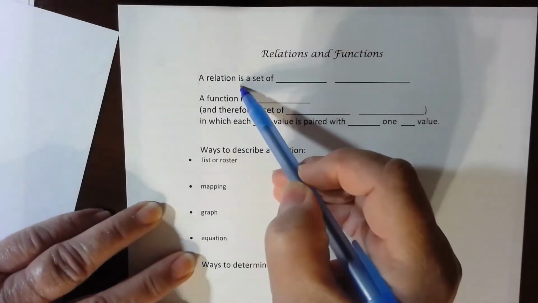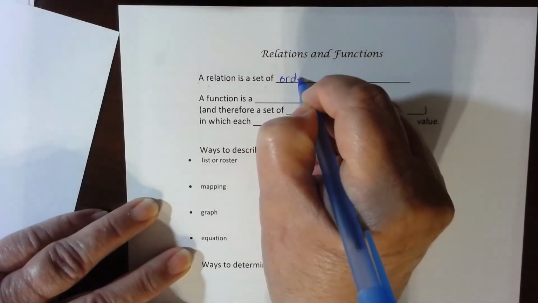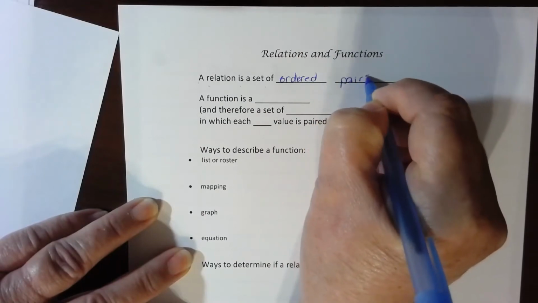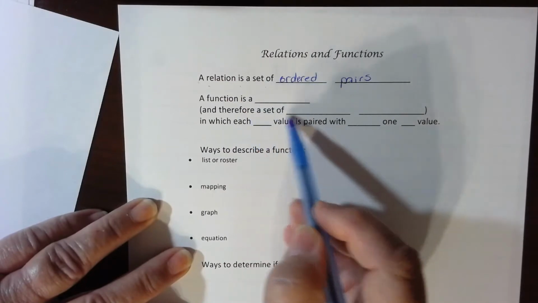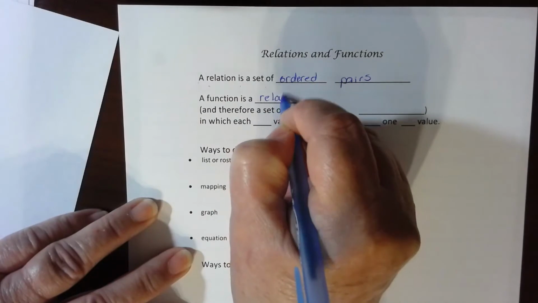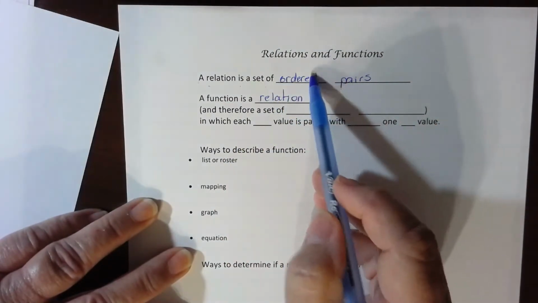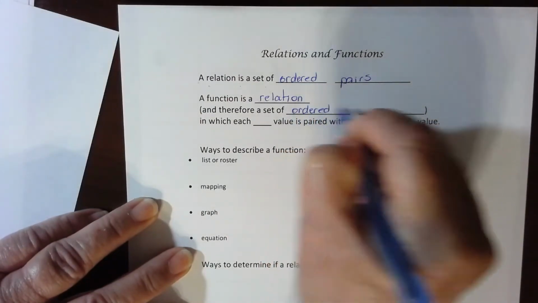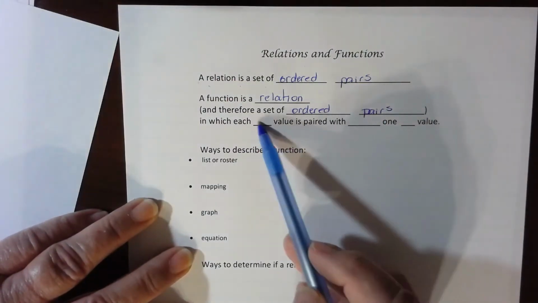First of all, we have what is a relation. A relation is a set of ordered pairs. And then a function is a relation, and therefore, since it is a relation, it's a set of ordered pairs. But it's a particular set.